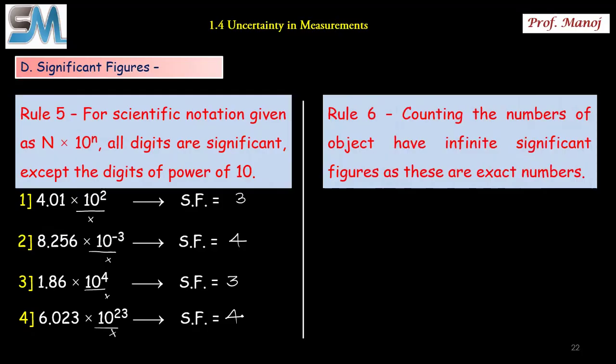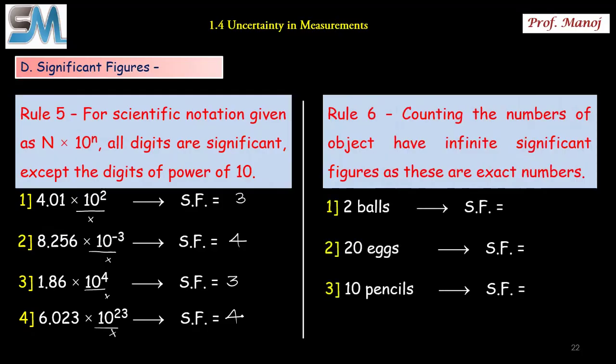Rule number 6 tells you about counting when objects are given. And it's very funny that we do not know the exact numbers. We just take the significant figures as infinity, an infinite number of significant figures.